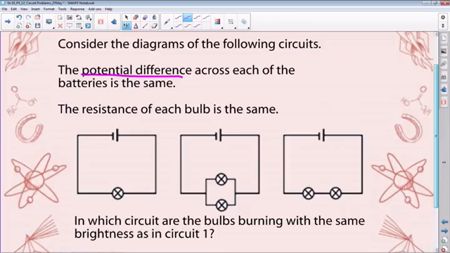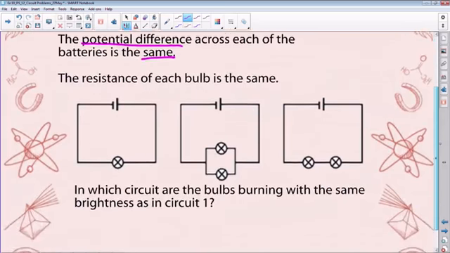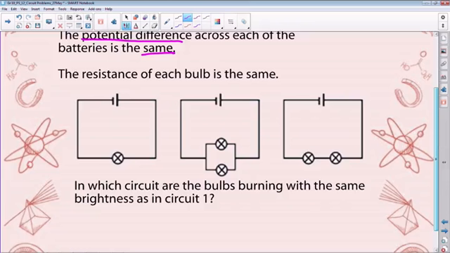The potential difference, which is the voltage across each of these batteries, is the same. Whatever voltage is in each of these three circuits is the same. Now, in which circuit are bulbs burning with the same brightness? Same brightness. Obviously, we would want to look at these circuits very carefully.